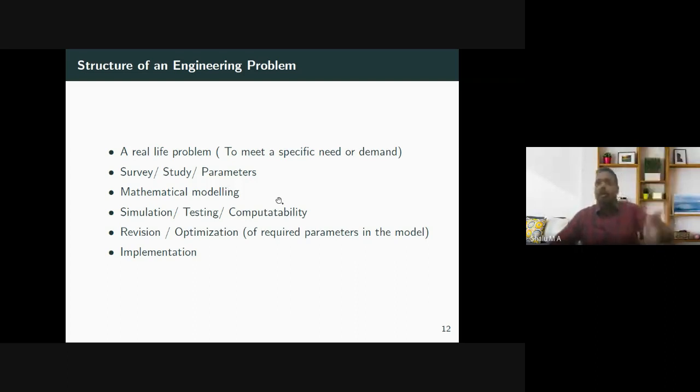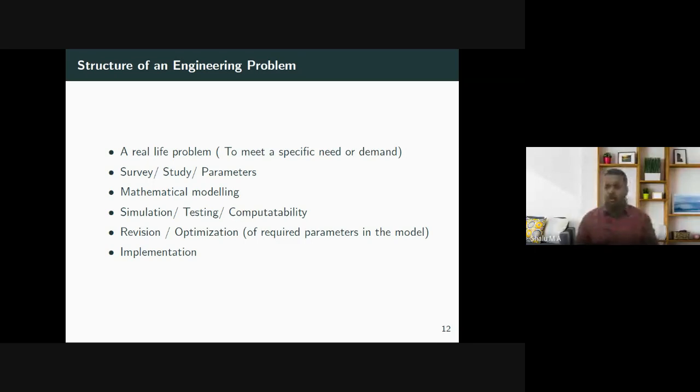But we learn as mathematics students only the modeling part, not even the modeling part. The models are given to you, whether it's a differential equation, a system of linear equations, or a linear programming problem. We try to find its solution. We try to explore the nature of the solution. We try to devise methods, etc. It's a very hard job, actually.